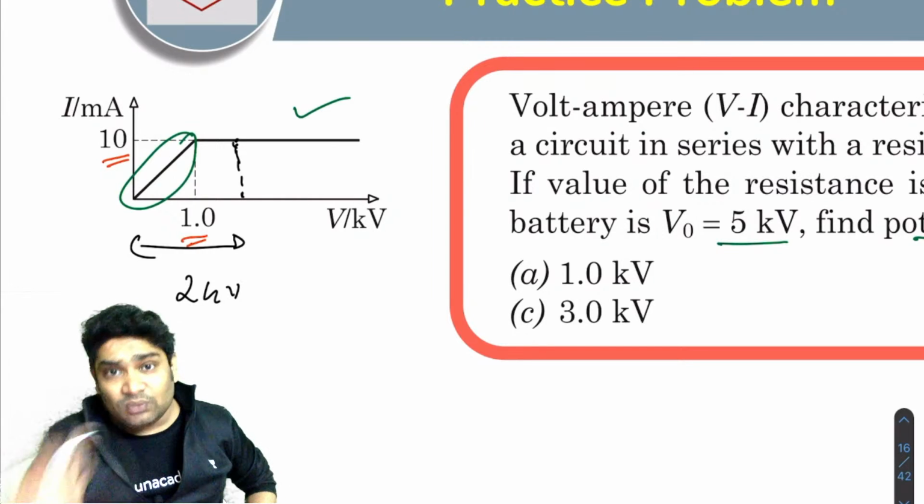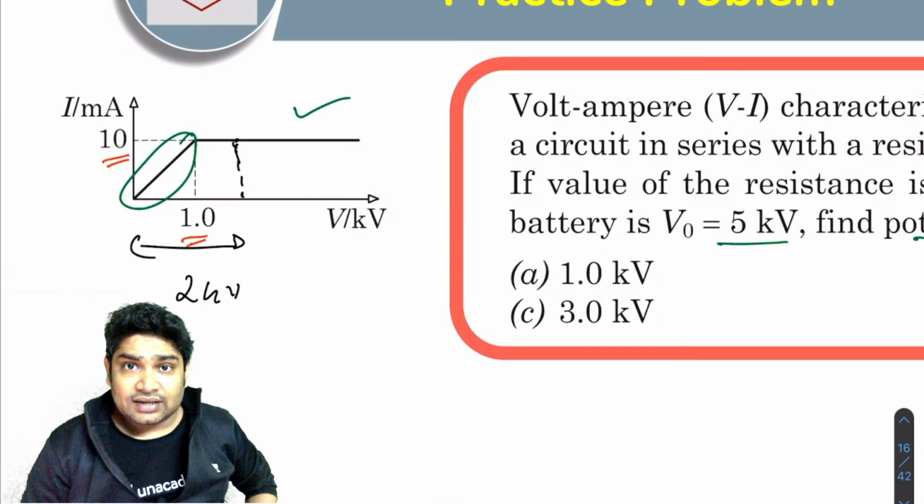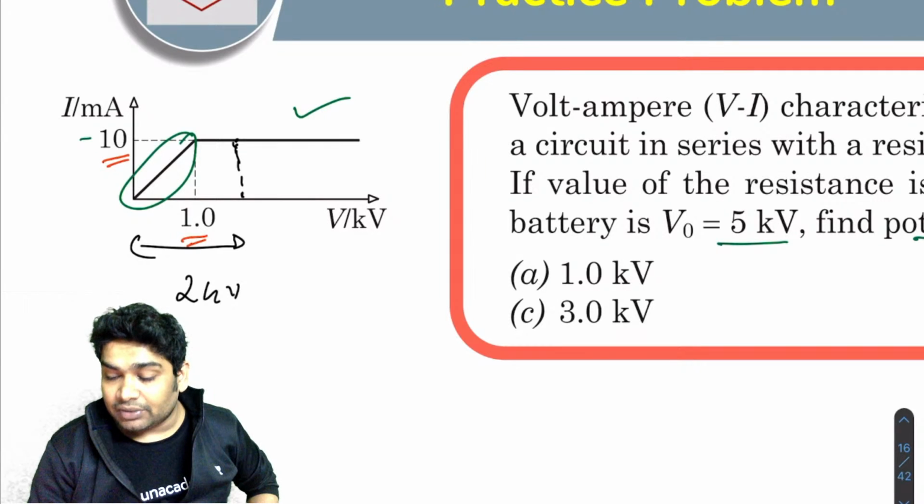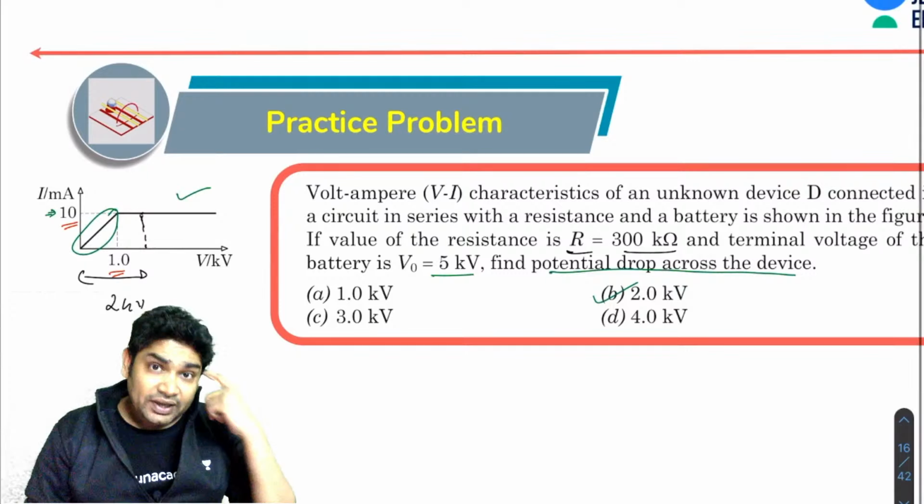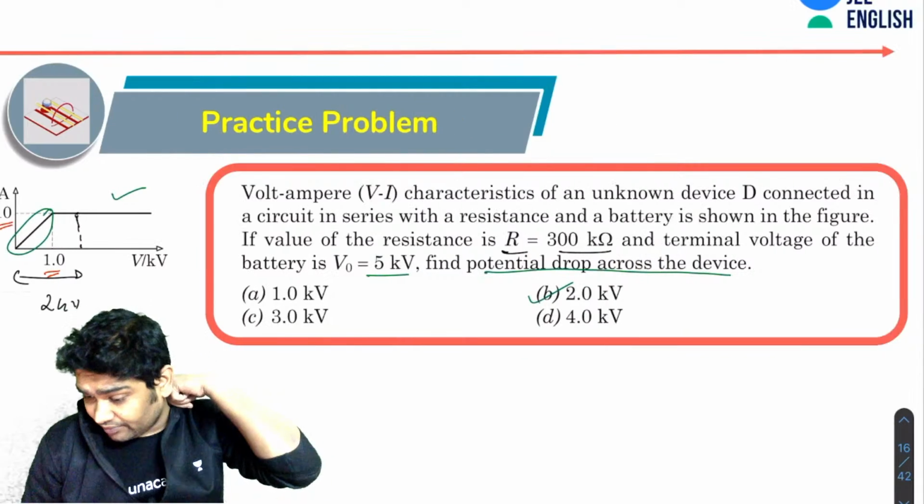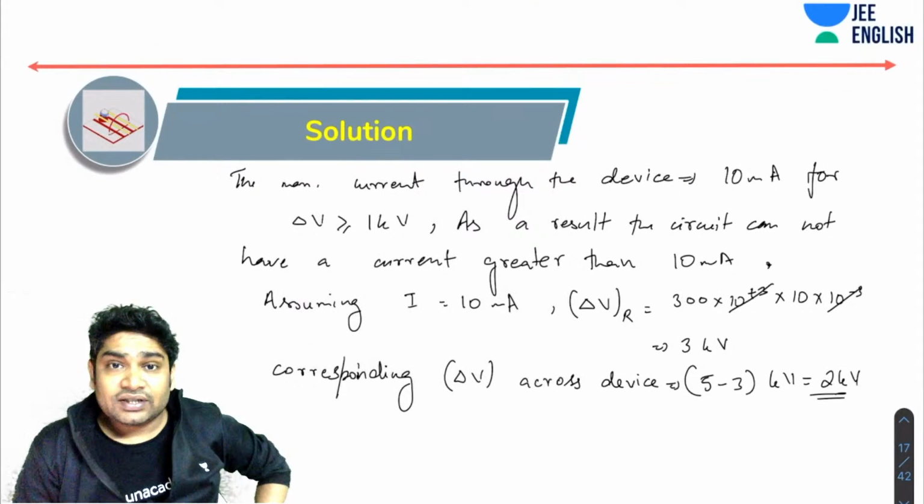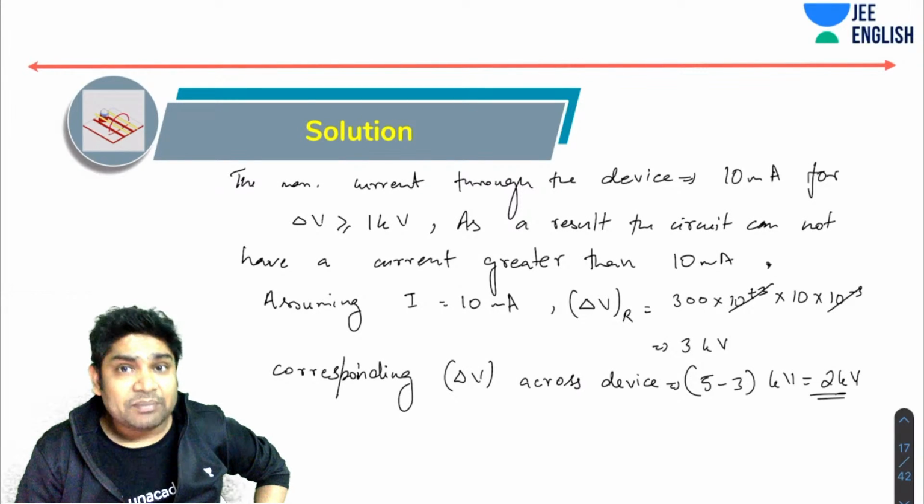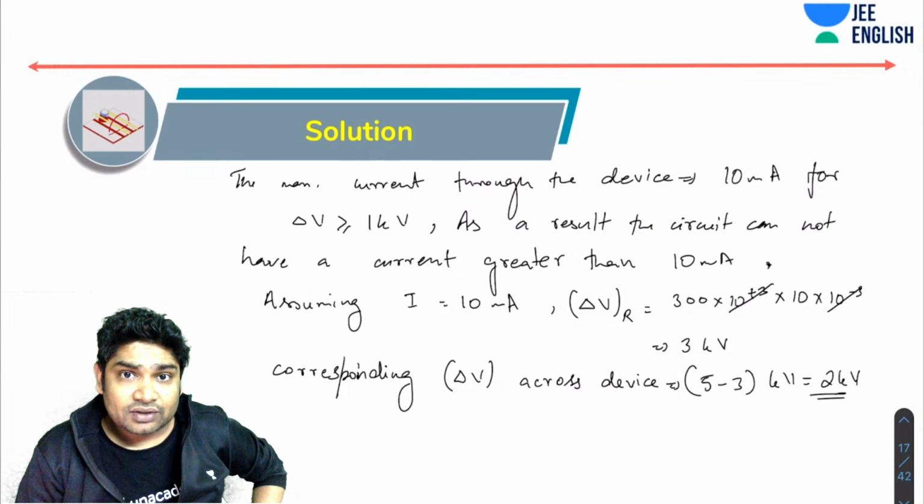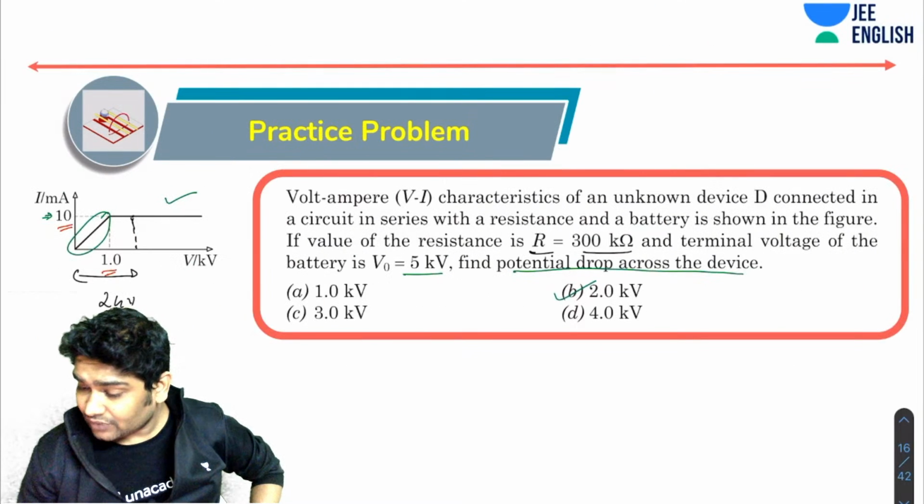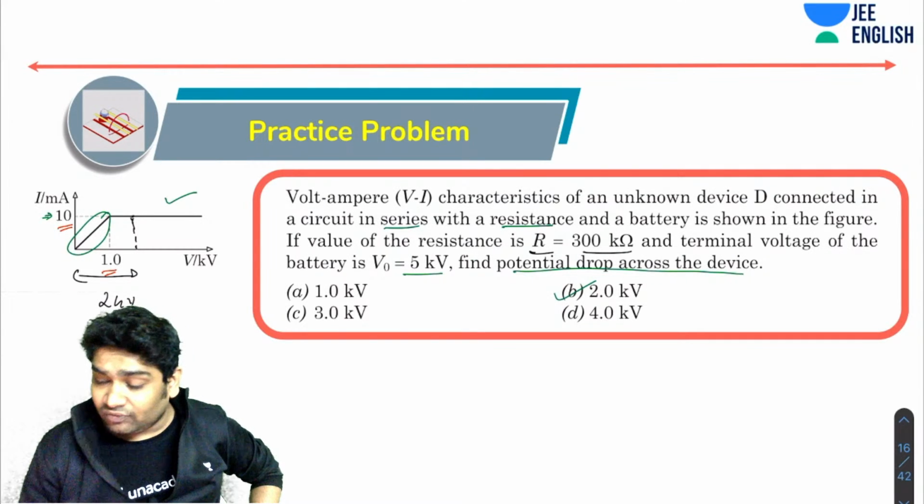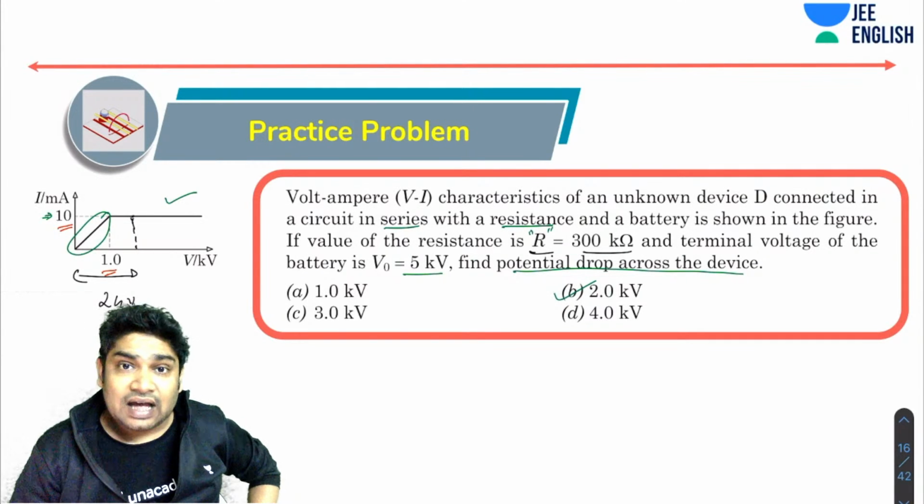In any case, the maximum amount of current that is allowed in the circuit would be equal to 10 milliamperes. Correct? So assuming that 10 milliamperes is flowing, the graph tells me that the maximum current allowed through the device is 10 milliamperes. Since it is in series with the resistance, the maximum current that can flow across this R is also 10 milliamperes. Correct?